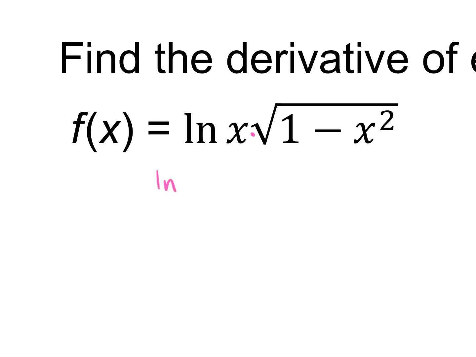Addition. So we could expand this to the ln of x plus the ln of 1 minus x squared to the 1/2 power. But what do I want to do with that 1/2 power? Bring it to the front. So we have 1/2 times the ln of 1 minus x squared.